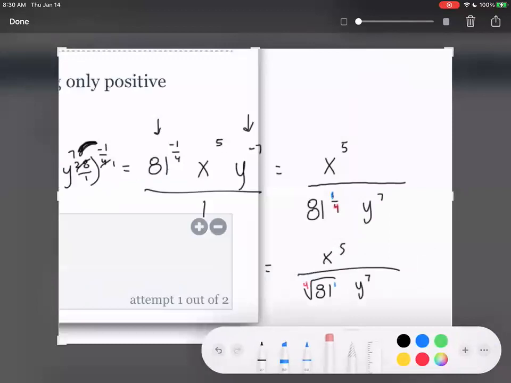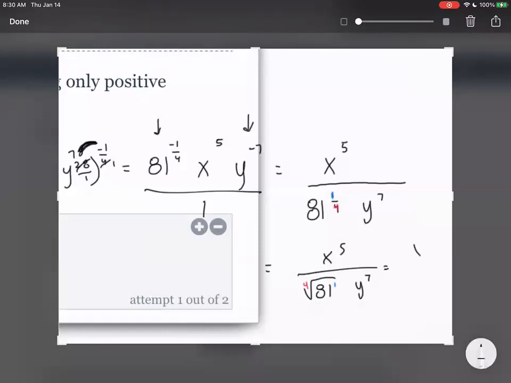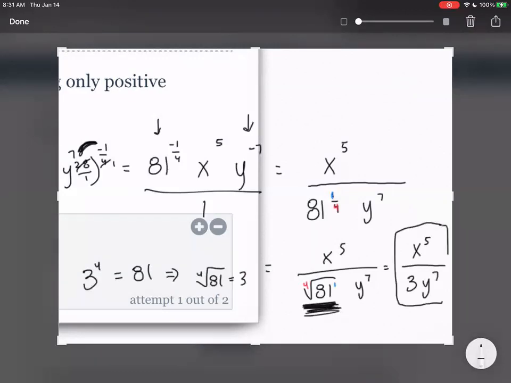Let me see, I'm going to squeeze it in onto the right again. So x to the power of 5 over, we actually can simplify the 4th root of 81 because, what was it? 3 to the power of 4 is 81. So therefore, the 4th root of 81 is 3. So I'm going to replace this with a 3. So this is our final answer. X to the power of 5 over 3y to the power of 7.